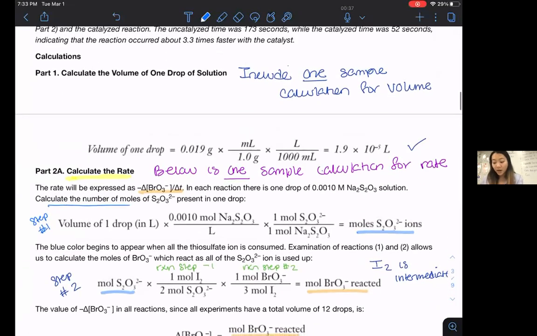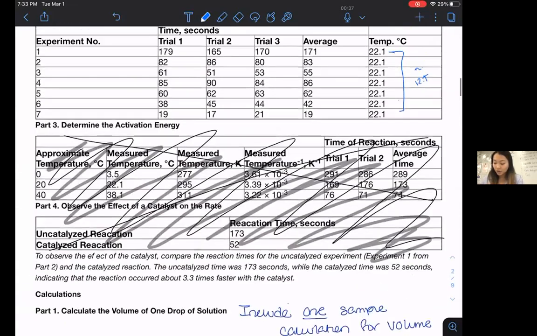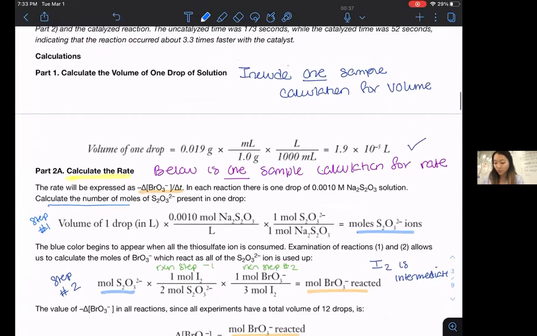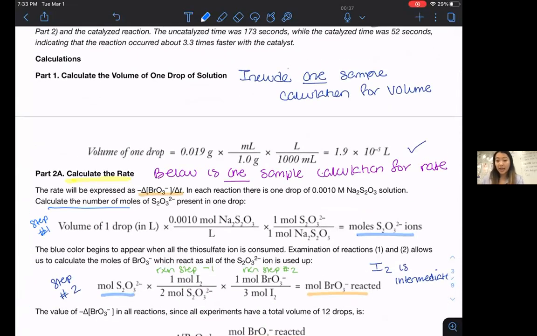So part 1 is you first got to calculate the volume that goes with your average. So you calculate an average mass. You got to turn that mass of water into an average volume of water. So you do some basic dimensional analysis. Make sure to include the sample problem. It's not even one sample problem, it is like the sample problem. So include the steps for this calculation of volume.